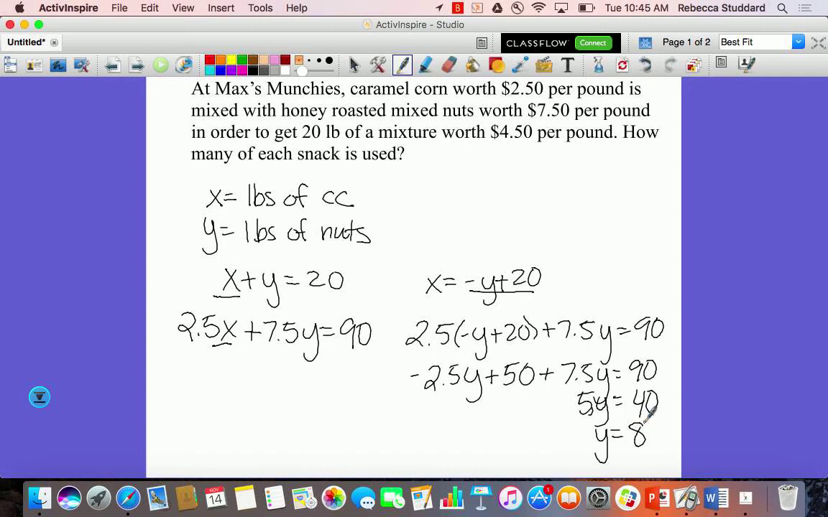Y represents what? The pounds of nuts. So we need 8 pounds of nuts. X is the pounds of caramel corn. We know that together you have to have 20. If 8 are nuts, then what must be caramel corn? 12. Any questions now?